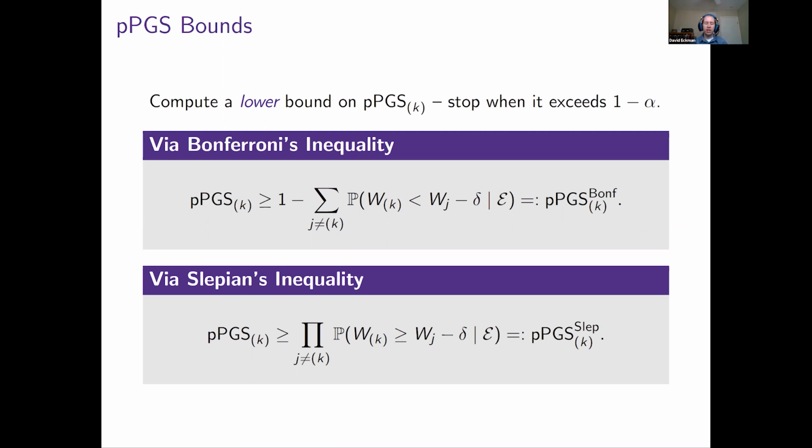So as you can see, with the Bonferroni inequality, you end up with sort of a 1 minus the sum of probabilities. Slepian's inequality relates probabilities with respect to a multivariate normal with independent components to a multivariate normal that has positively correlated components, which is what we get here because the differences Wj minus Wk are positively correlated when you look over different values of j. And you end up with then a product of these probabilities. So these are two bounds out there that are used in lieu of exactly computing posterior PGS.